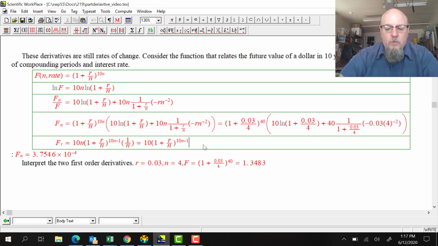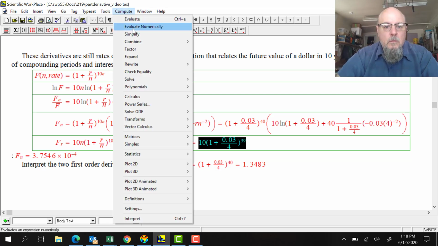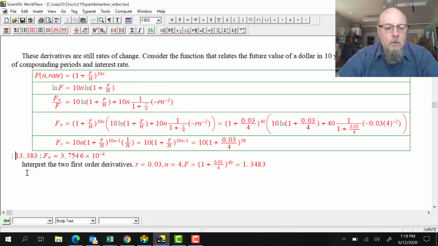What about the slope of the curve in the r direction? Well, same thing. I've got the slope formula. Let's just put a 4 everywhere there's an n. 40 minus 1, that's to the power 39. This one's easier to plug in. And, oh, quite a bit bigger.